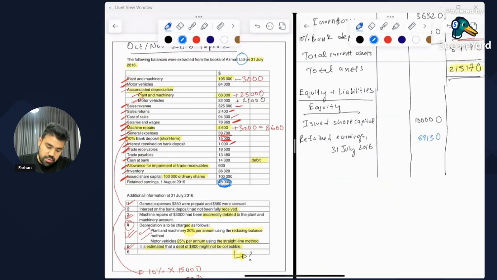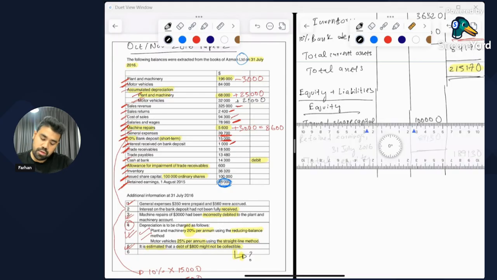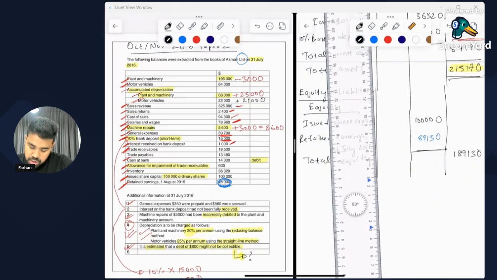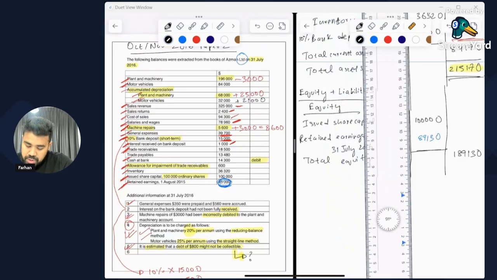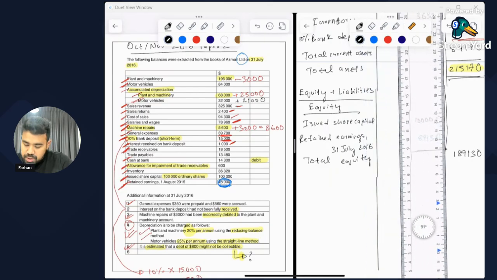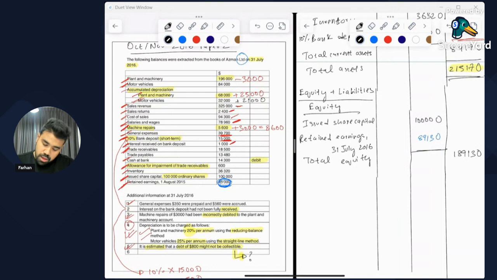All good. All right, so 89,130. So that's it for all the equity that we have got. So we don't have any other equity. So we can just find the total of the issued share capital and the closing retained earnings, which is 189,130. And that is what we refer to as the total equity. Okay. So I'm just going to extend these columns. Pardon me for the messy table. But I think you get the idea of what's going on. All right.